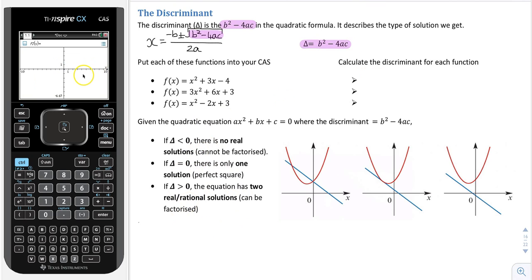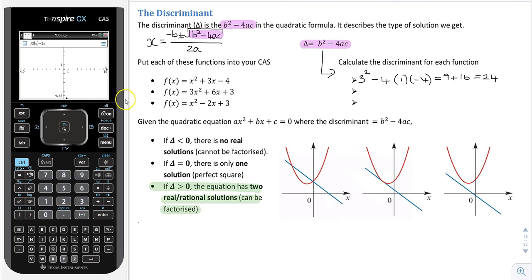So if we graph this first equation, x squared plus 3x minus 4, we get this graph with 2 places where it hits the x-axis. So it hits it roughly at -4 and then 1. And if we now calculate the discriminant for this, we find that we should be getting a positive discriminant. In fact, we do. We get a positive discriminant of 25, which means that we have 2 real or rational solutions.